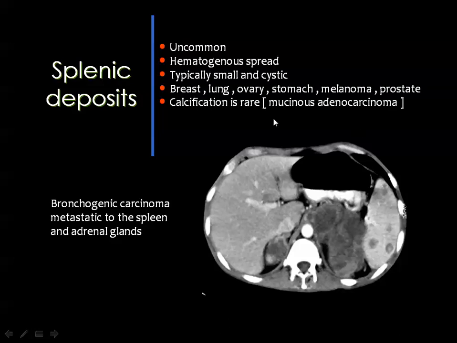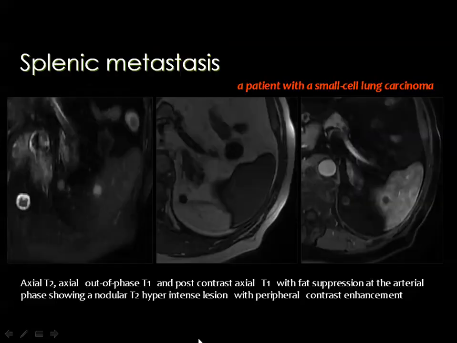The non-primary malignancies include the breast, the lung, the ovary, the stomach, melanoma of course, and the prostate. Calcification is rare and similar to those metastases in the liver coming from mucinous adenocarcinoma of the colon. And this is a case of bronchogenic carcinoma with multiple splenic deposits as well as huge bilateral adrenal deposits. You know that the adrenal gland is one of the common sites for metastasis of bronchogenic carcinoma.